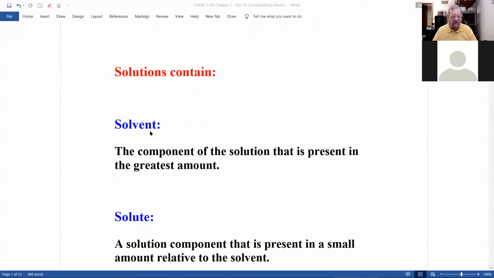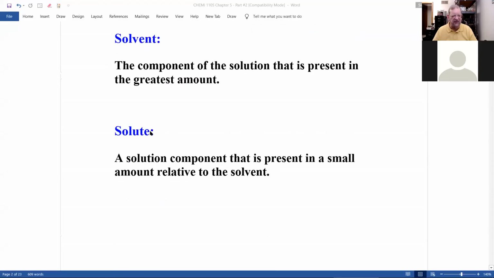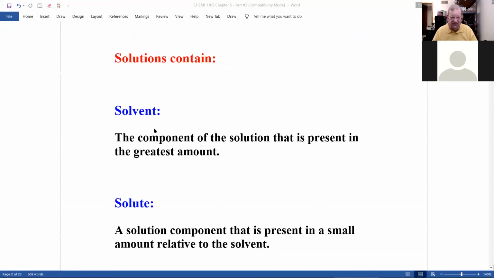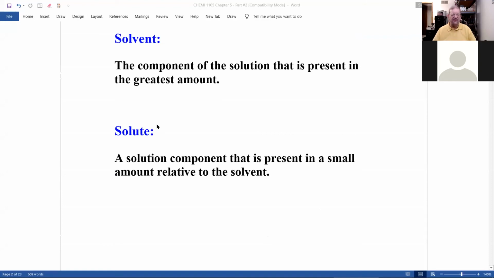So we have solutions. Now, there's an important concept about solutions, and that is when you have a solution, you have two things. Solutions contain a solvent and a solute.